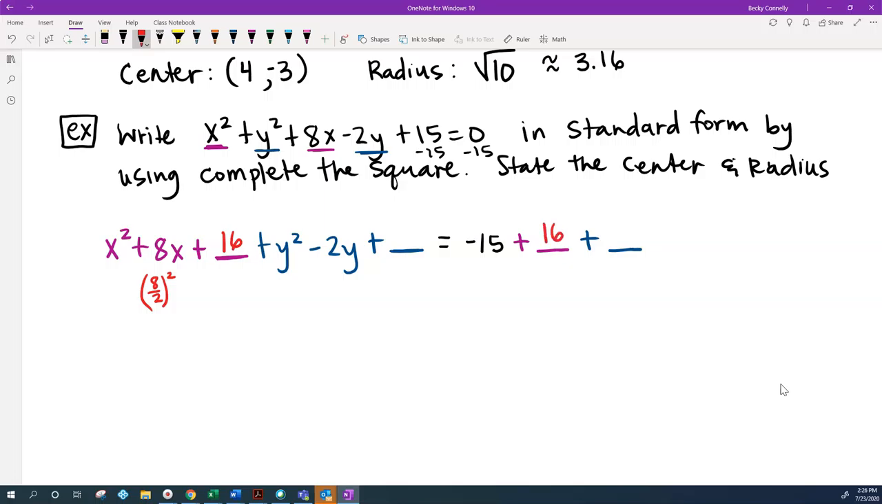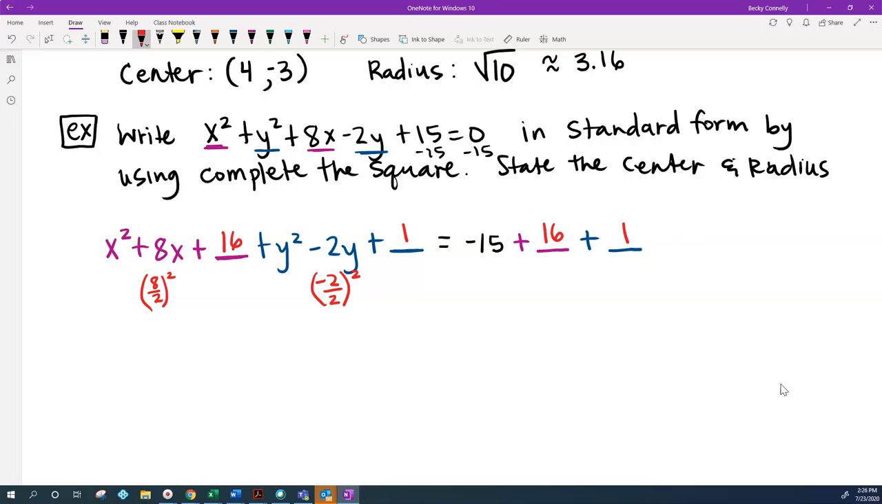Right, and then similarly with the blue here, I take that b term, that negative 2, divide it in half, and then square it. So negative 2 divided by 2 is negative 1. Negative 1 all squared is just a positive 1. So I'll add 1 over there. Okay.